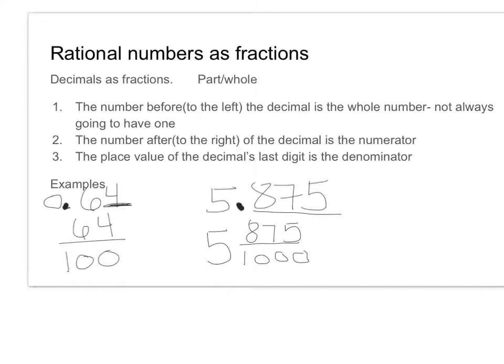So a lot of these times you could just read the numbers, and if you're reading them correctly, it will make it easy to make the fraction as well. Just like over here, I said 64 hundredths. Our fraction was 64 over 100. So this one was 5 and 875 thousandths, and then our answer was 5 and 875 over 1,000. So we'll be doing way more examples in class.